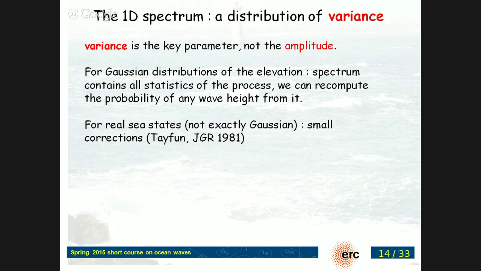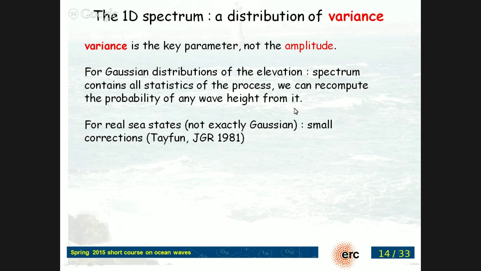This 1D spectrum is nothing else than a distribution of the variance of the sea surface elevation. And so the key parameter in this spectrum is not the amplitude, okay? It is the variance of your variable. In our case, we work mostly with the sea surface elevation. So we have the Fourier amplitude, and you take the square of that, that gives you a variance, and if you divide by the frequency increment delta f, you get the spectral density, and the sum of the spectrum is the total variance of the sea surface elevation.